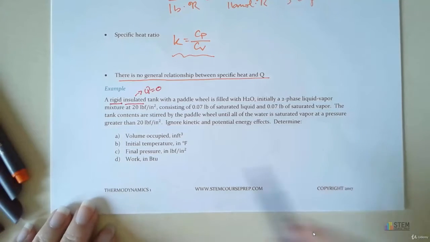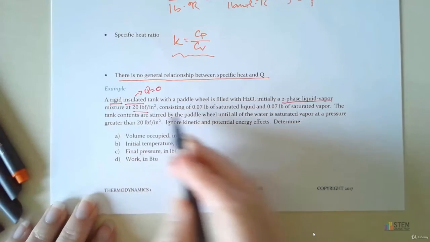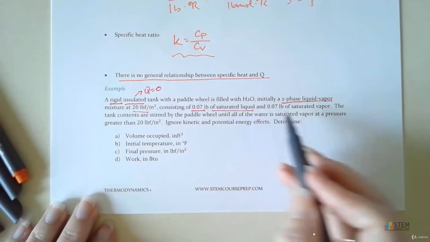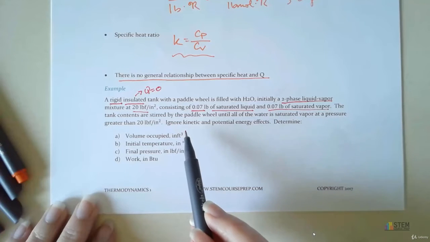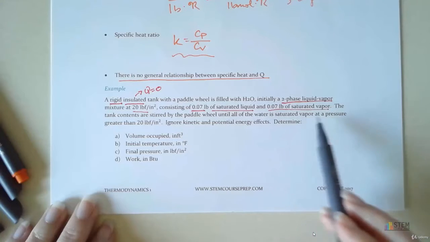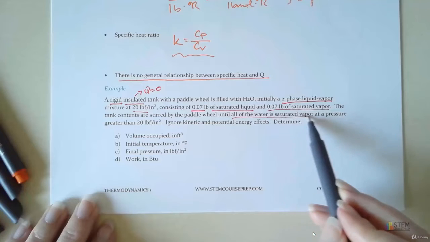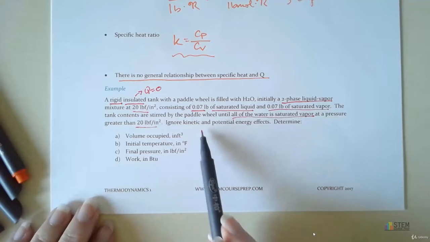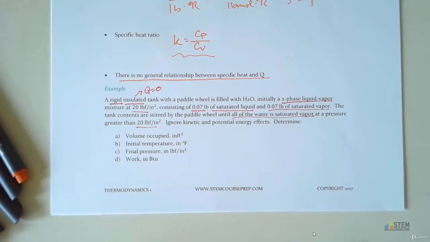Right. Now initially we've got a two-phase liquid vapor, tells us the pressure, gives us the mass, so it's 0.07 pounds of saturated liquid and 0.07 pounds of saturated vapor. And then it goes on to tell us eventually all of the water is saturated vapor, and it gives us this pressure, right? So we're greater than 20, and then we ignore these two things. All right, so those are the key points that we need to pay attention to when we're working through this example.